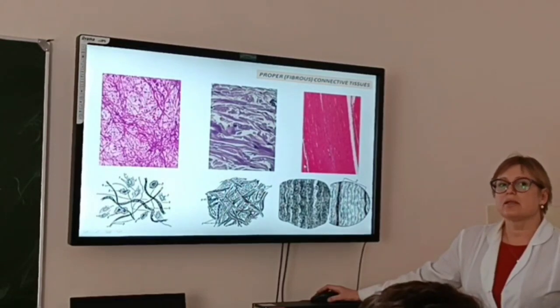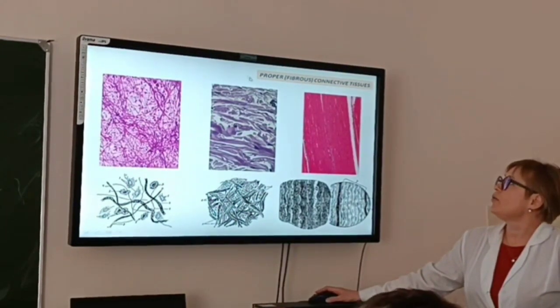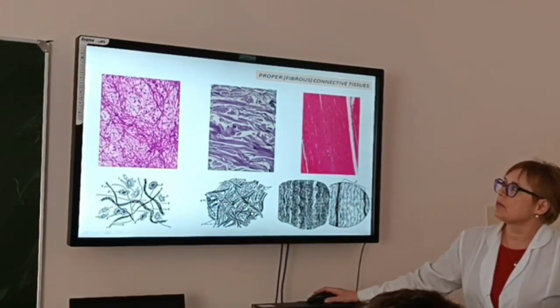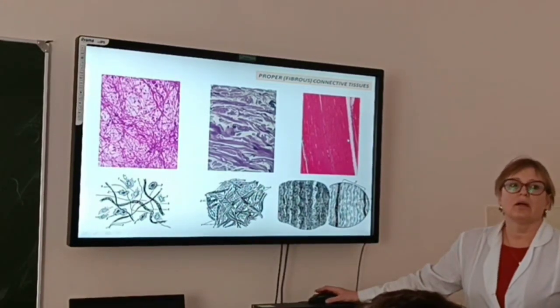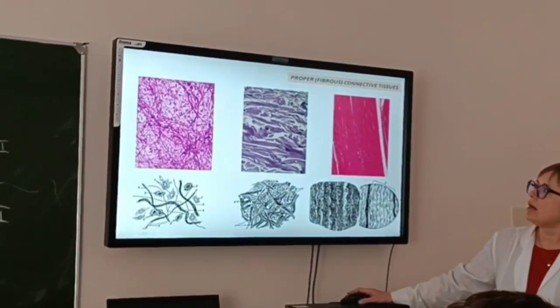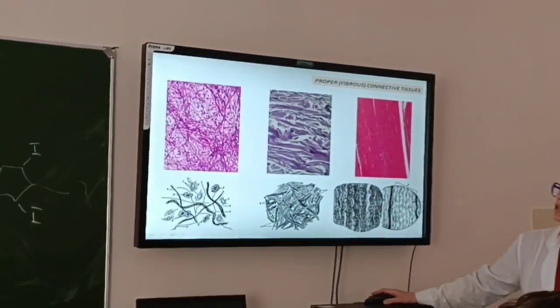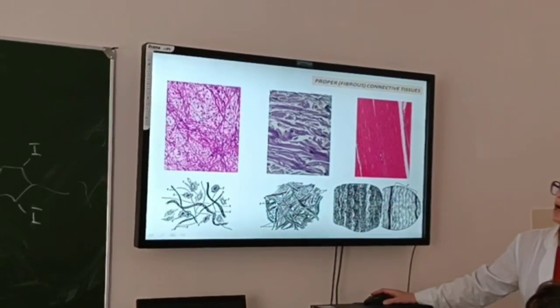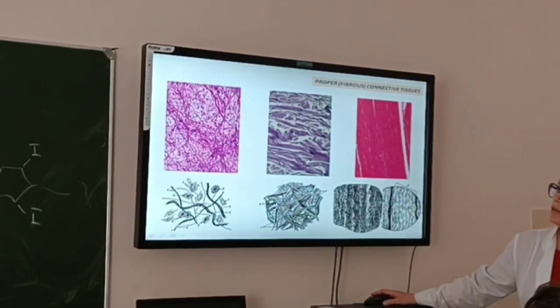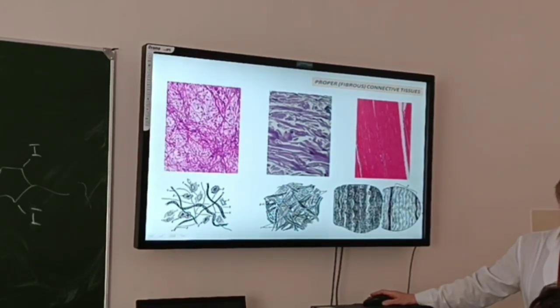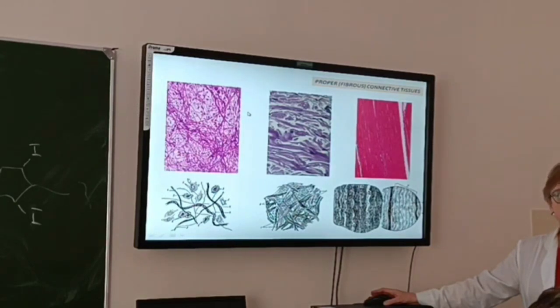Here you can see 3 types of proper connective tissue. One of them is loose and the 2 others are dense. If we examine these photos, we can see that in the loose connective tissue, we see a lot of cells with these dark points, and a lot of ground substance between fibers. These are the main components of loose connective tissue: a lot of cells, a lot of ground substance, fewer fibers.